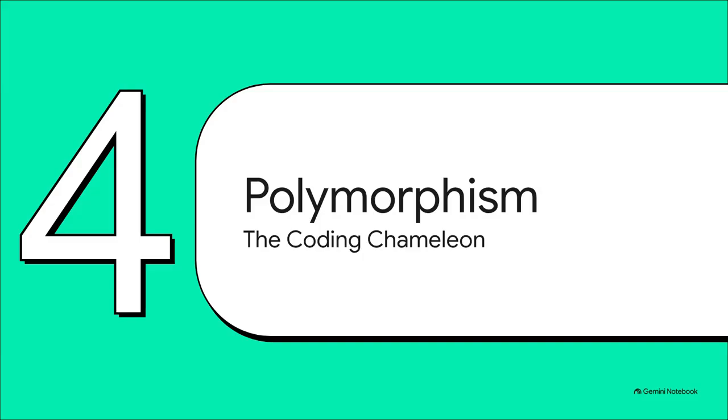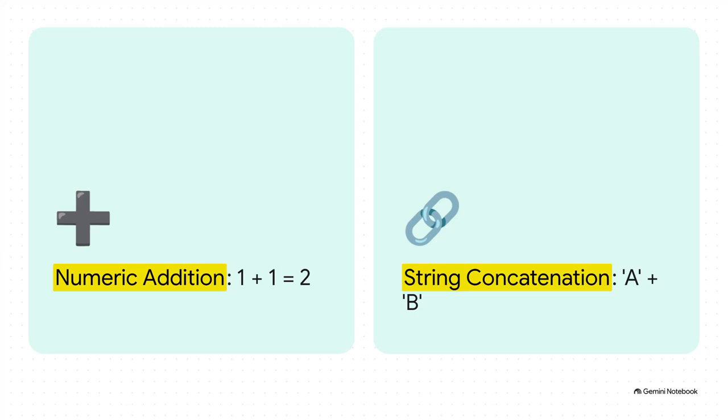And finally, we arrive at our fourth pillar, polymorphism, the coding chameleon. Polymorphism literally translates from Greek to mean many forms. I like to think of it as a chameleon. Or actually, think about yourself.